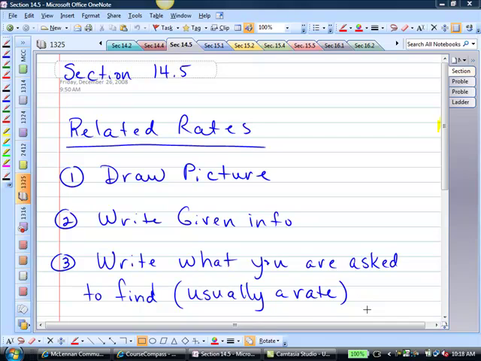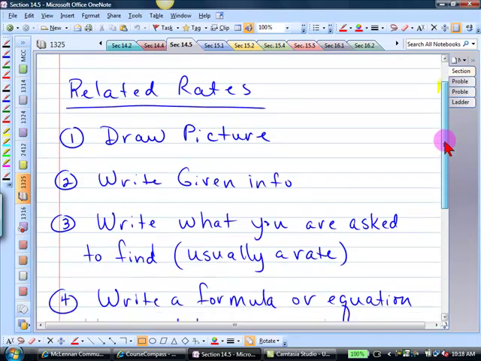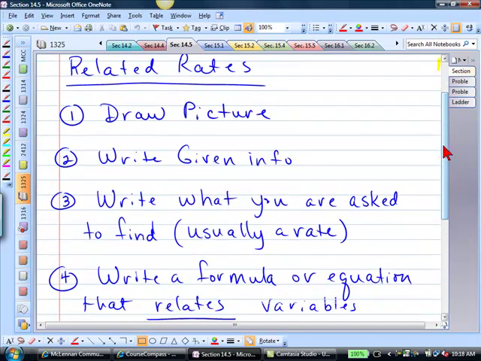Okay, related rates. You do need to write these steps, or at least know these steps, because these are going to be word problems, and you'll need to do them in these steps. On the test, I'm going to want to see the steps, okay? So you need to have this strategy for doing these problems. You're going to draw a picture, and these will be problems that you can draw a picture for.